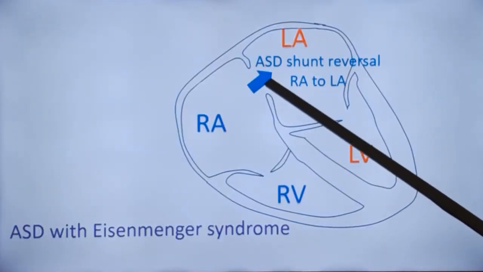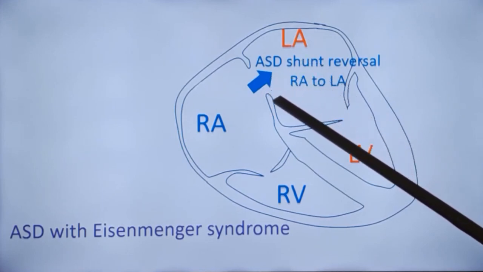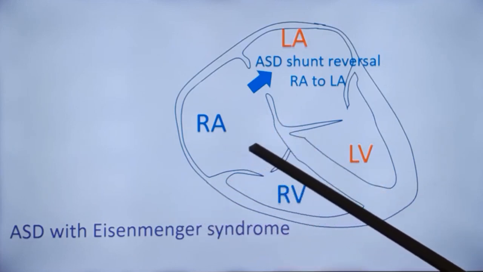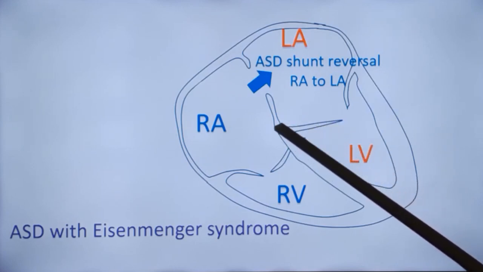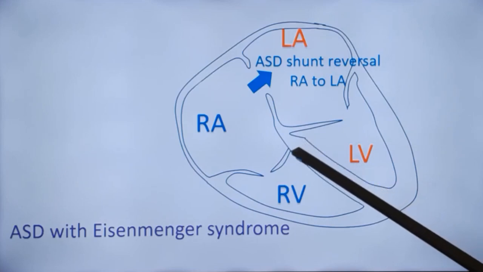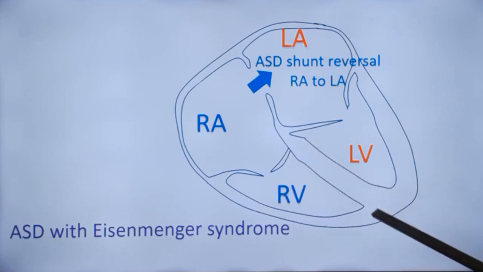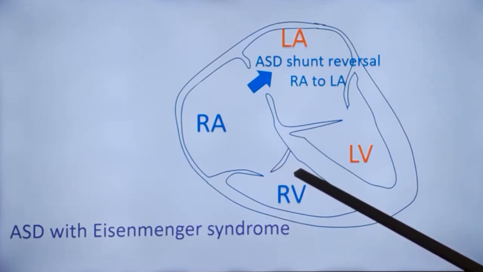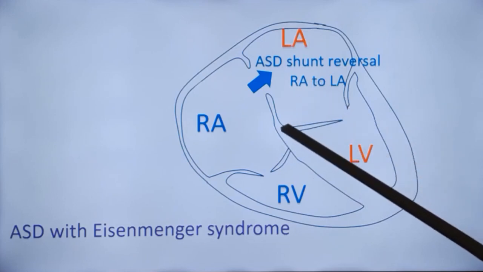Shunt reversal across ASD occurring in severe pulmonary hypertension secondary to large left to right shunt, ASD Eisenmenger syndrome. There are some important features differentiating ASD Eisenmenger from the other two varieties. In ASD, the shunt is established only when the right ventricular muscle regresses after birth. So it is a delayed onset of shunt, and larger shunts are common in large ASD.